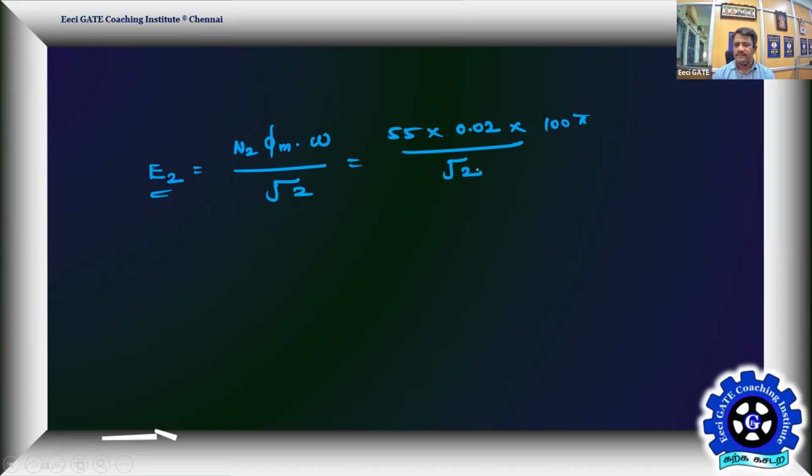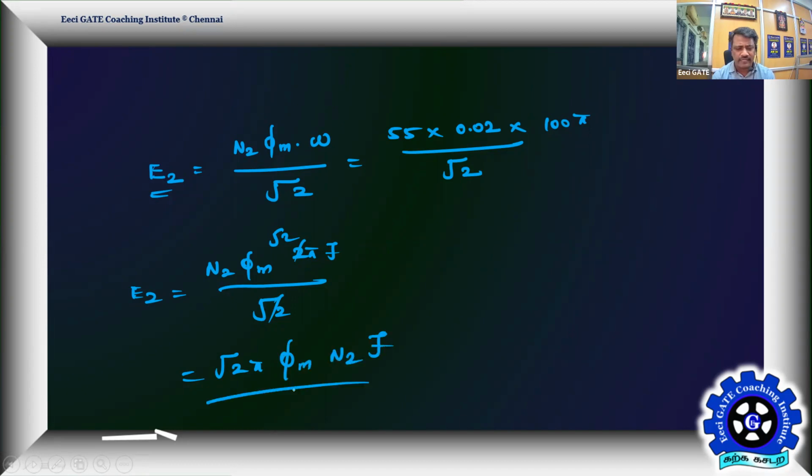Suppose someone wants to make a better expression, then N2 will be there, phi m will be there, and omega will be equal to 2 pi into f divided by root 2. So you remember this as root 2 pi into phi max into N2 into the frequency, like that. One can remember. Anyway, that's what I'm also doing, but I'm keeping the expression simple.